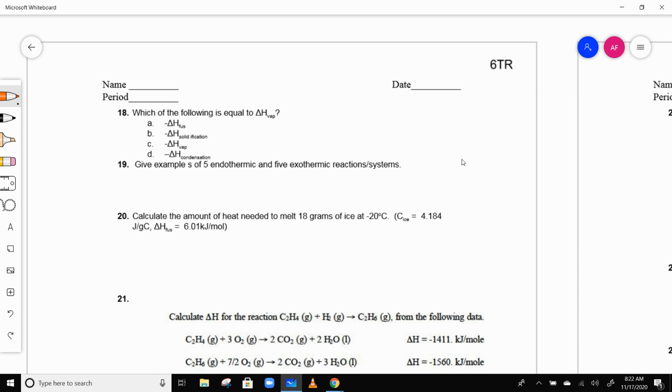Okay, next one. Which of the following is equal to the delta H of vaporization? The opposite of delta H of vaporization is delta H of condensation. So the negative delta H of condensation would be the same thing as that. Those two things are equal and opposite.